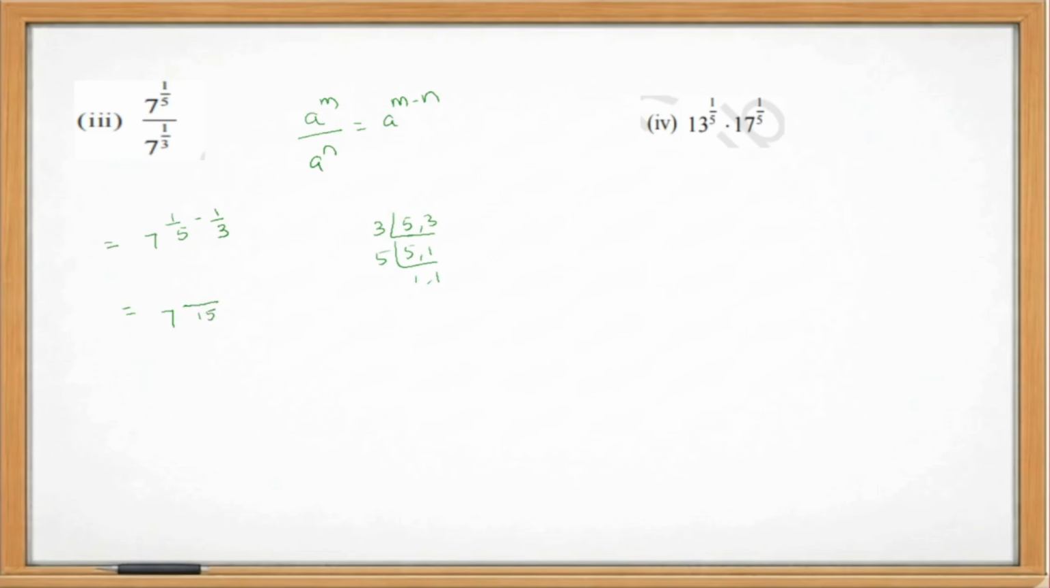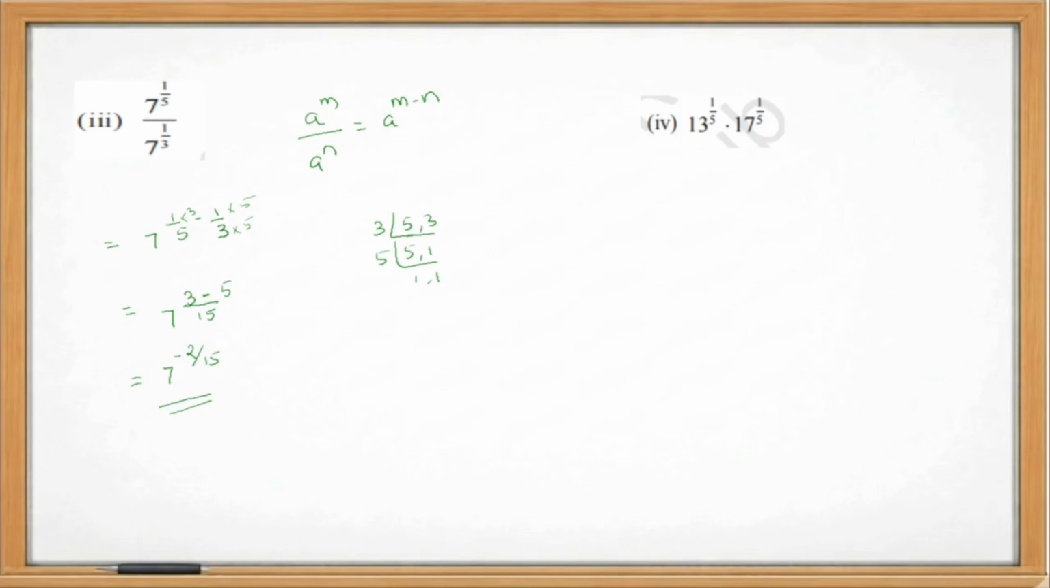Here, if you multiply with 3, then the numerator also you'll be multiplying with 3. So here it will be 1 into 3 is 3. And if you're multiplying over here with 5, this is also 5. Here it will become 5. 7 raised to 3 minus 5 over 15, that is 7 raised to minus 2 by 15. This is our answer. Got it?